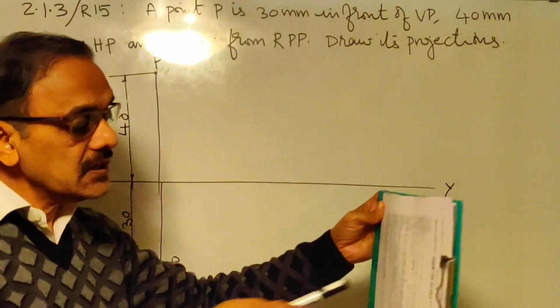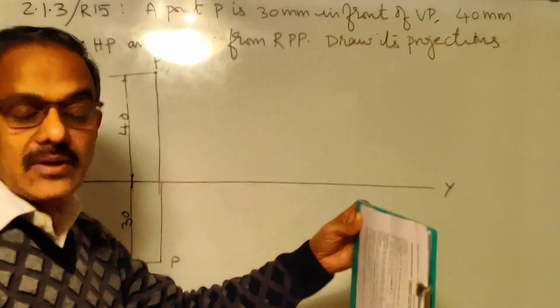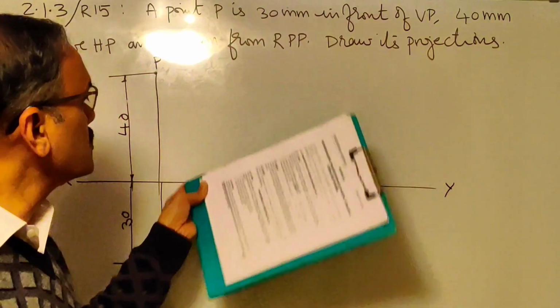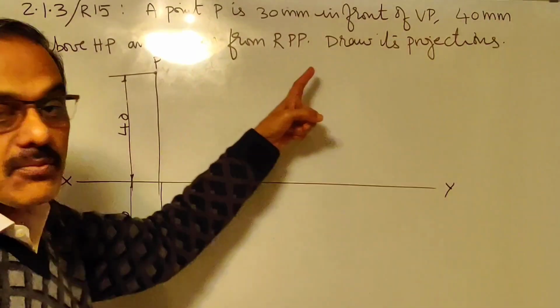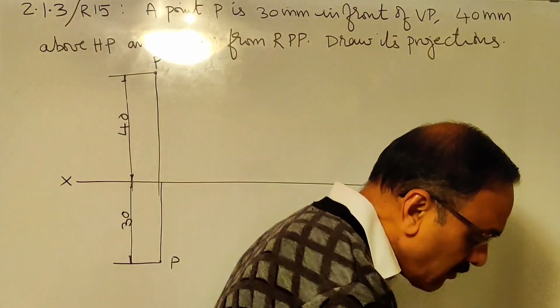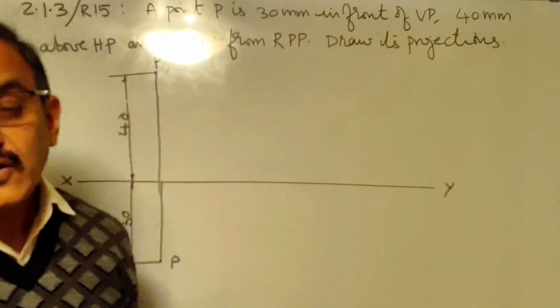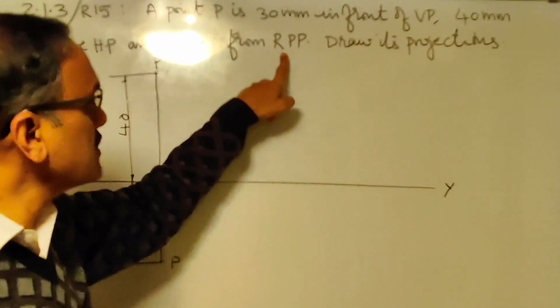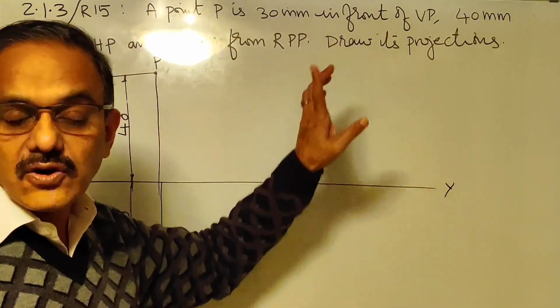Sometimes instead of using in front of or behind, sometimes from is used. Okay, here from is used. 50 mm from right profile plane. So irrespective of whether it is behind, in front of or from, what is important to me is whether it is RPP or LPP. That is what is important to me.